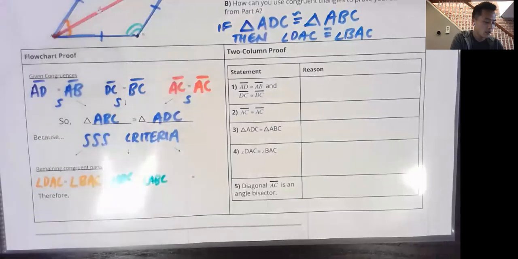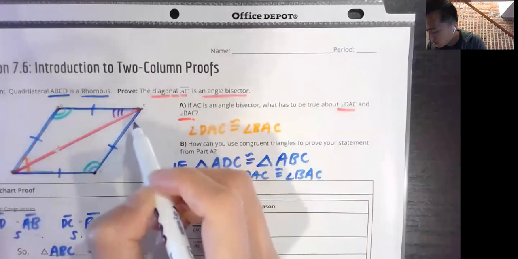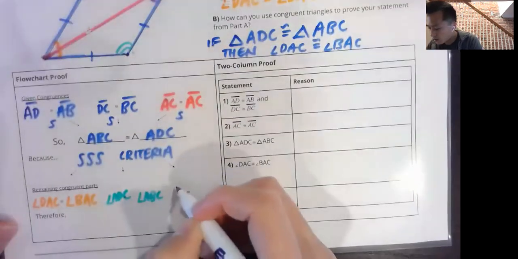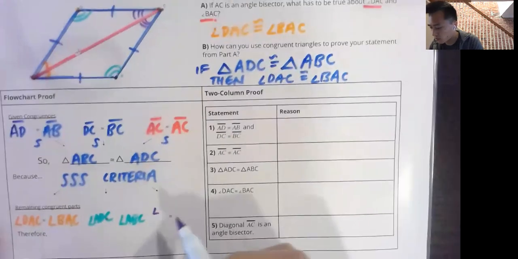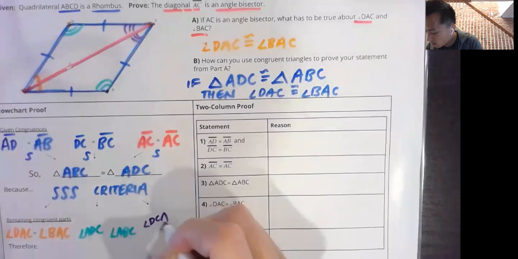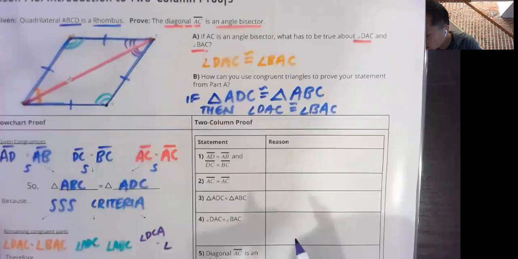And last one, I know that this third angle here is going to be congruent to this third angle here. So that's angle, sorry, it's getting a little smushed here. Angle DCA is congruent to angle BCA.